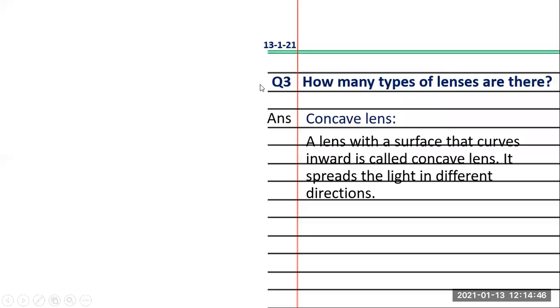Then start writing the definition. A lens with a surface that curves inward. A lens with a surface that curves inward is called concave lens.